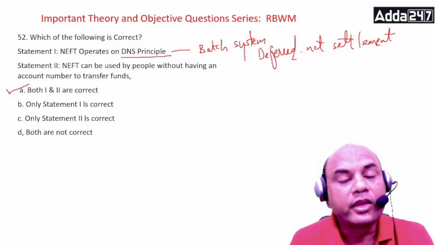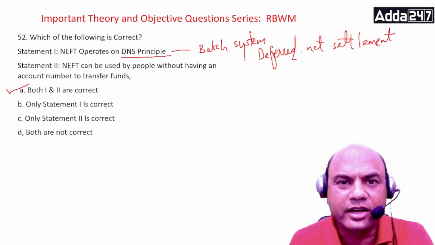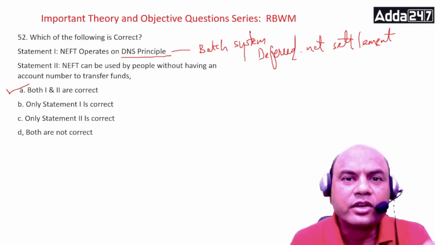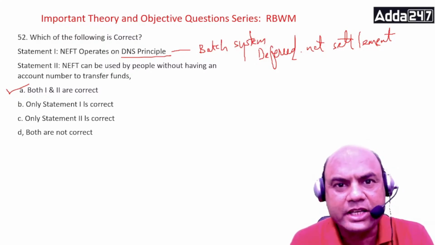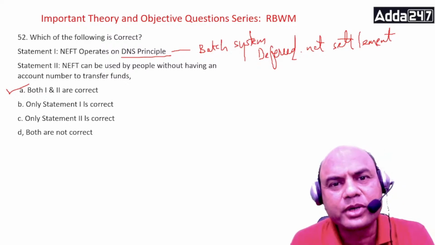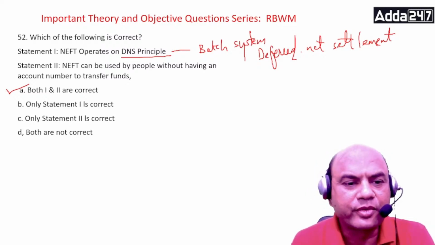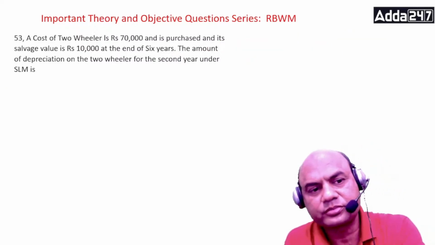You can see here, what is NEFT basically? It's a sort of DD. It's just a medium of fund transfer. Don't you give DDs to those who bring cash and do not have an account number? You give the DDs, no? Same logic, NEFT can also be done for any such person without having an account number.